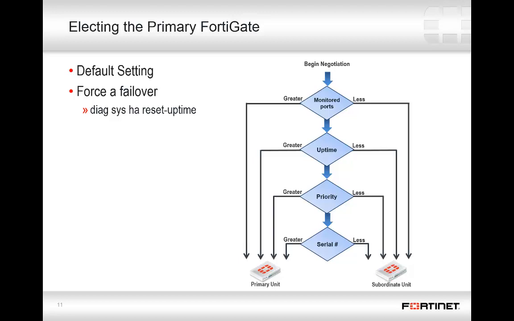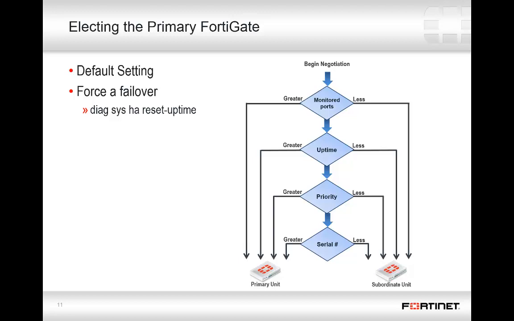Step 3. The cluster compares the device priority setting that you've configured. If equal, note that it is not uncommon to give multiple devices within a cluster the same priority. Then the cluster chooses a primary by the device's serial number.